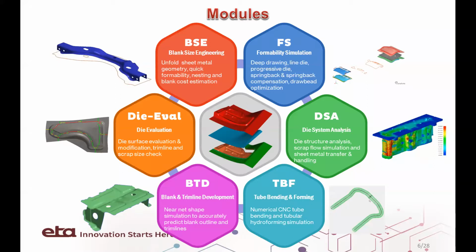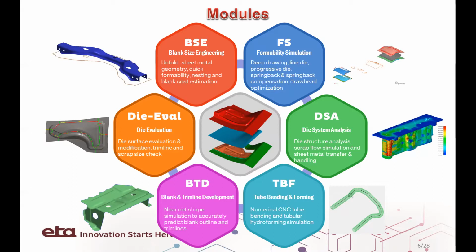We also have die evaluations, which is a very unique tool to help users to quickly evaluate draw die design, trimline, and also the sizes of scraps. For die structure, scrap flow, and sheet metal transfer issues, the die system analysis module can be employed to investigate various die system related problems, such as die structure fatigue, scrap blockage, and the interference during the sheet metal transfer processes.